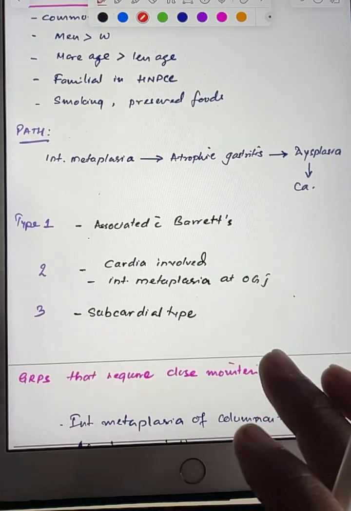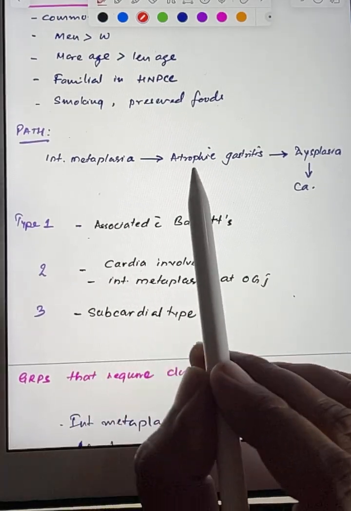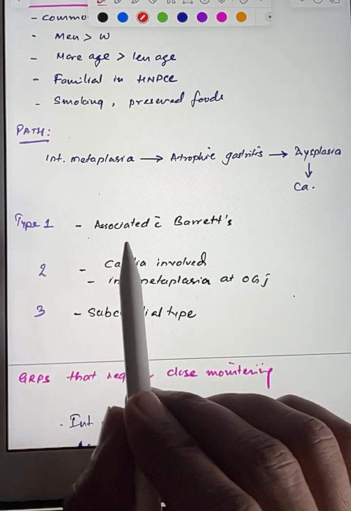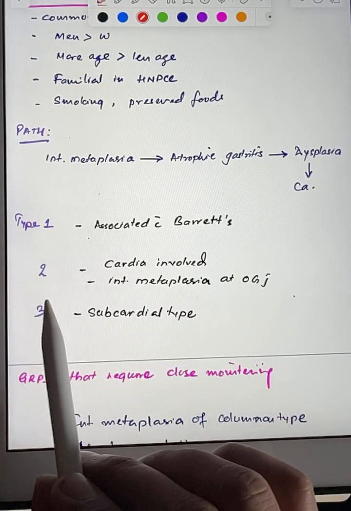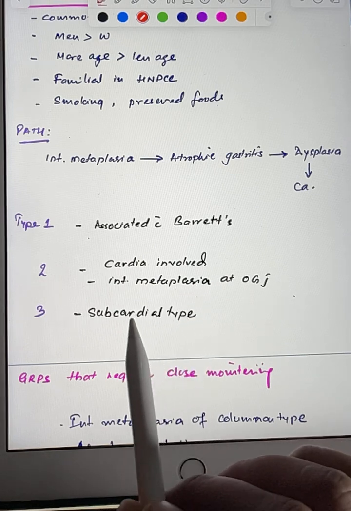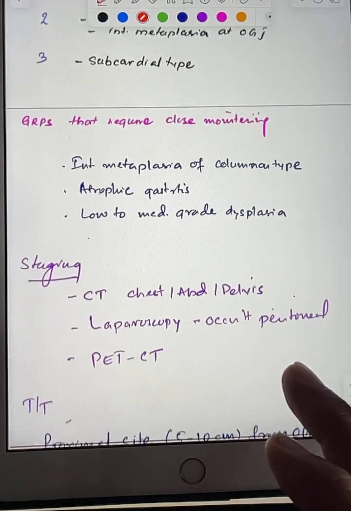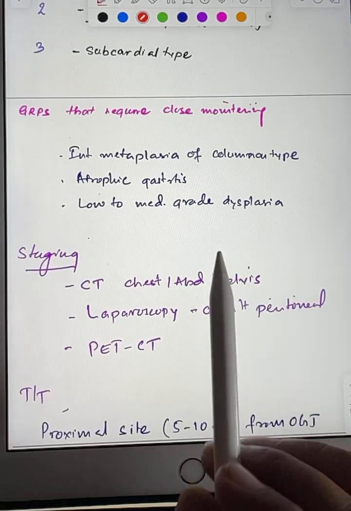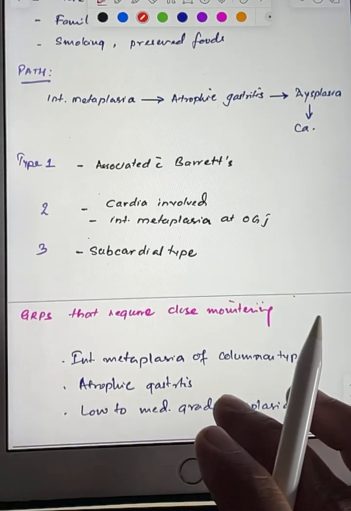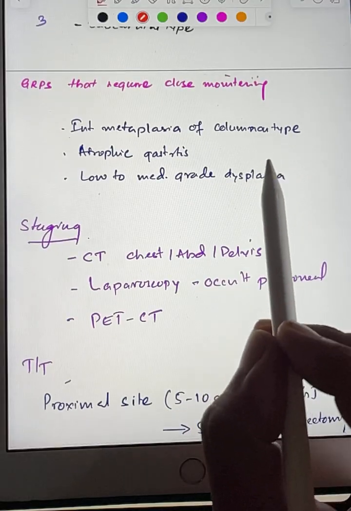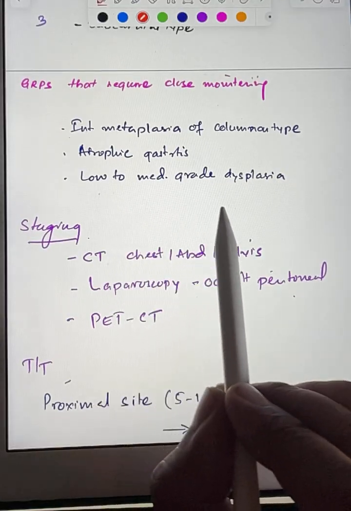Pathology: intestinal metaplasia, atrophic gastritis, dysplasia, carcinoma. Type 1 is associated with Barrett's esophagus. Type 2, the cardia is involved. Metaplasia of the esophagus, subcardial type, requires close gastric surveillance: intestinal metaplasia, columnar type, atrophic gastritis, low to moderate grade dysplasia.